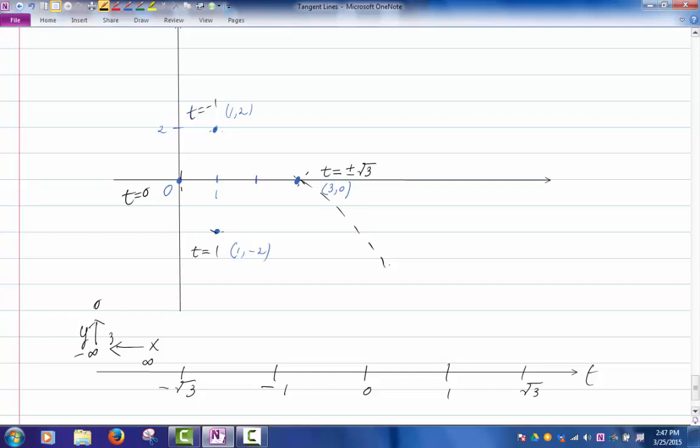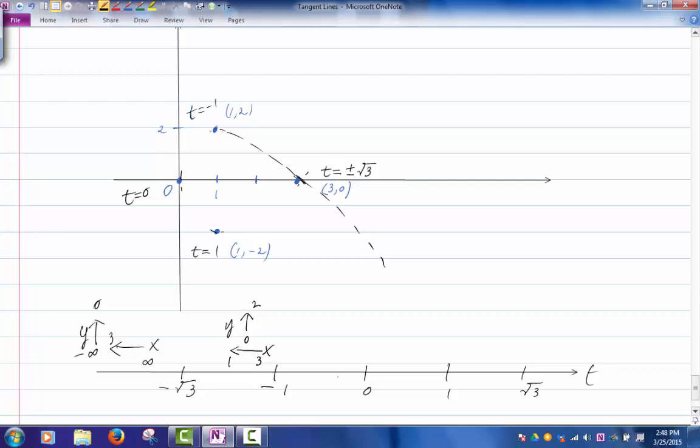Now, what is happening between negative root 3 and negative 1? Between negative root 3 and negative 1, x is decreasing from 3 to 1, and y is increasing from 0 to 2. Because if you look back, y is still increasing. So I know that it's still concave down. So that's what's happening.